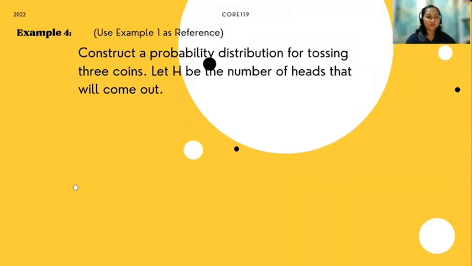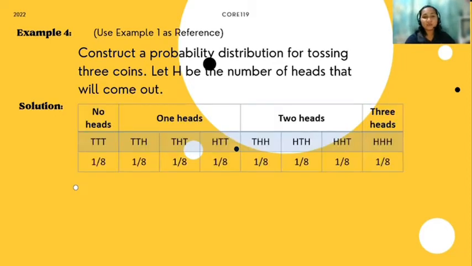Now let's go to example number 4. This is in reference to example 1. So let's continue our example so that you know the relationship of the random variables and probability distribution. Construct a probability distribution for tossing 3 coins. Let h be the number of heads that will come out. For our solution, take note that we had this table. What we're going to do now is to determine the probability of each outcome. We have the probability of simple events.